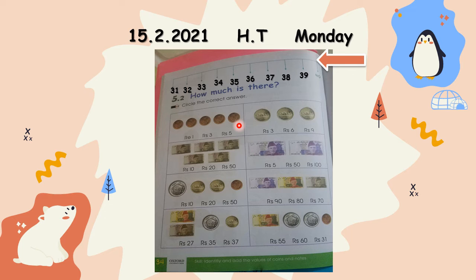So if we add them, what do we get in the answer? 1, 2, 3, 4, 5. Add them together, then we will get number 5, RS5. So circle RS5. RS stands for rupees, Pakistani rupees, Pakistani currency. So circle RS5. Come on the next box.